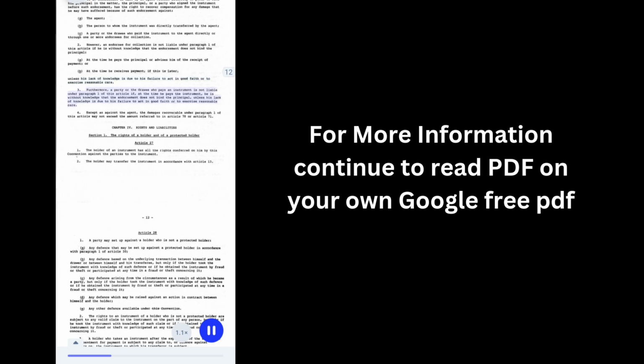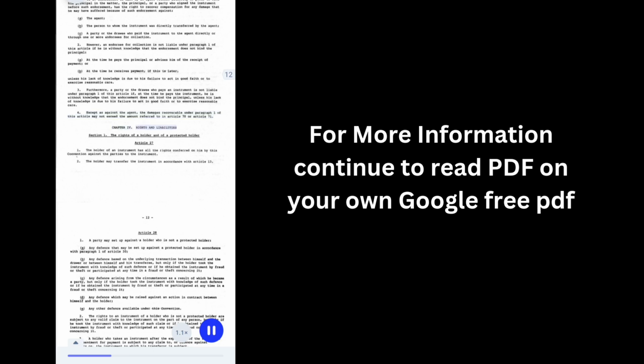3. Furthermore, a party or the drawee who pays an instrument is not liable under paragraph 1 of this article if, at the time he pays the instrument, he is without knowledge that the endorsement does not bind the principal, unless his lack of knowledge is due to his failure to act in good faith or to exercise reasonable care. 4. Except as against the agent, the damages recoverable under paragraph 1 of this article may not exceed the amount referred to in Article 70 or Article 71.